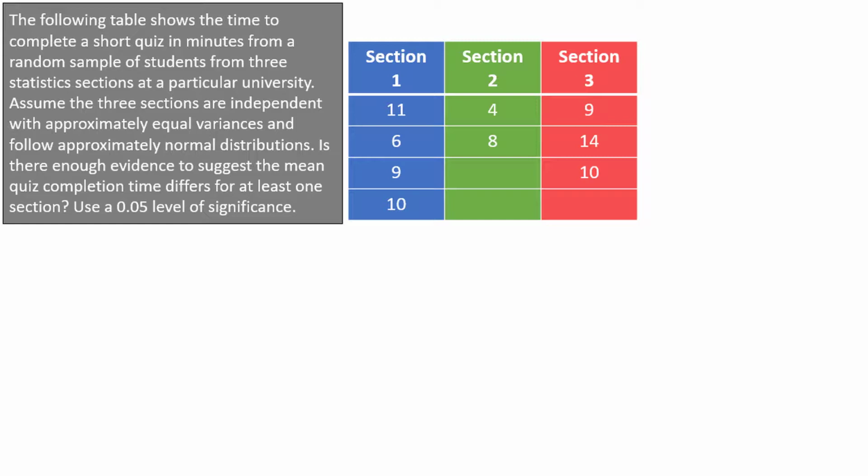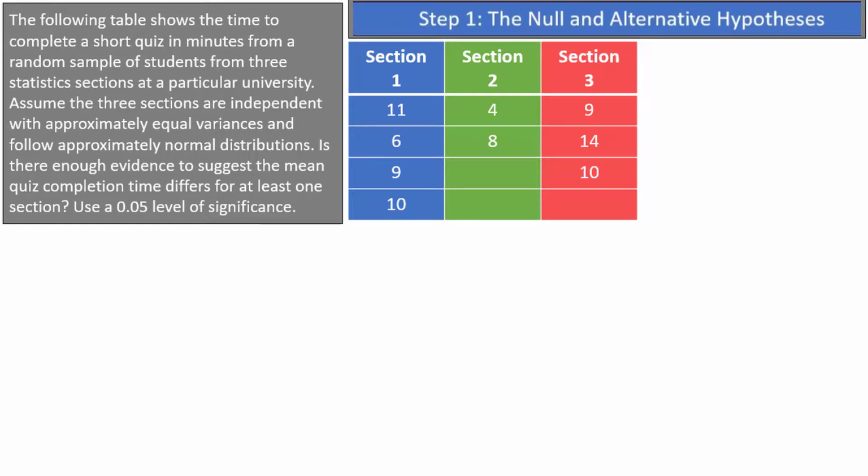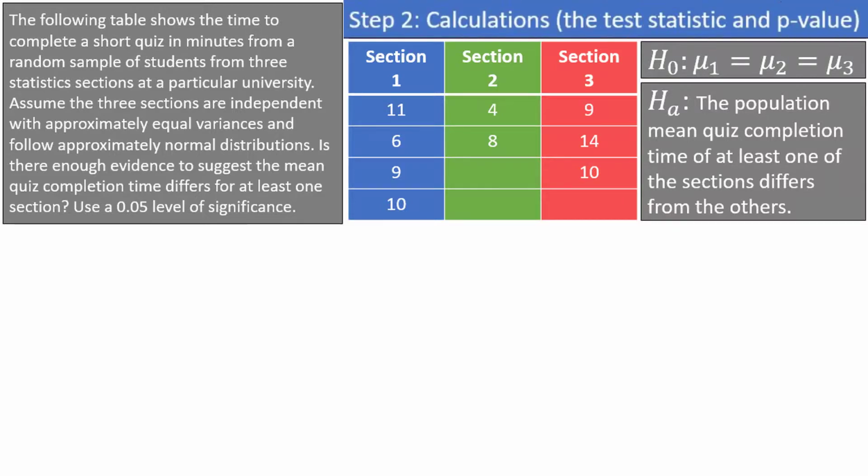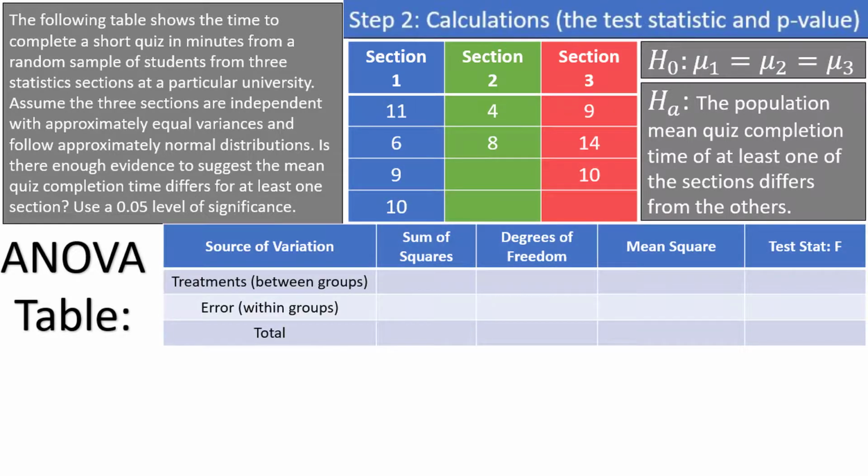Let's move on to the 3 steps of the hypothesis test. Step 1. The null and alternative hypotheses. The null hypothesis is that all 3 means are equal. The alternative hypothesis is that the population mean quiz completion time of at least one of the sections differs from the others. Step 2 is the test statistic and p-value.